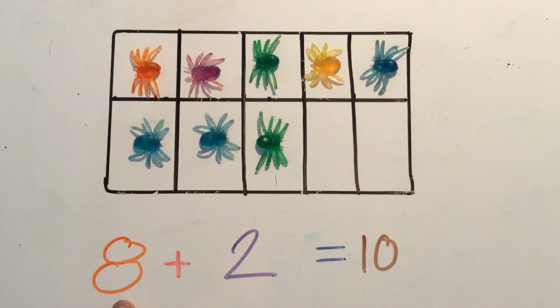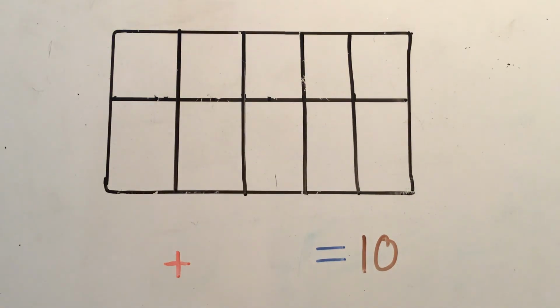So we have 8 spiders. We need to add 2 more to have 10 spiders all together. 8 plus 2 equals 10. And these number partners, it doesn't matter what order they're in, when 8 and 2 are together, they make 10. Let's see what number would be next. We've used the number 1, 2, 3, 4, 5, 6, 7, 8. What number is next? The number 9.